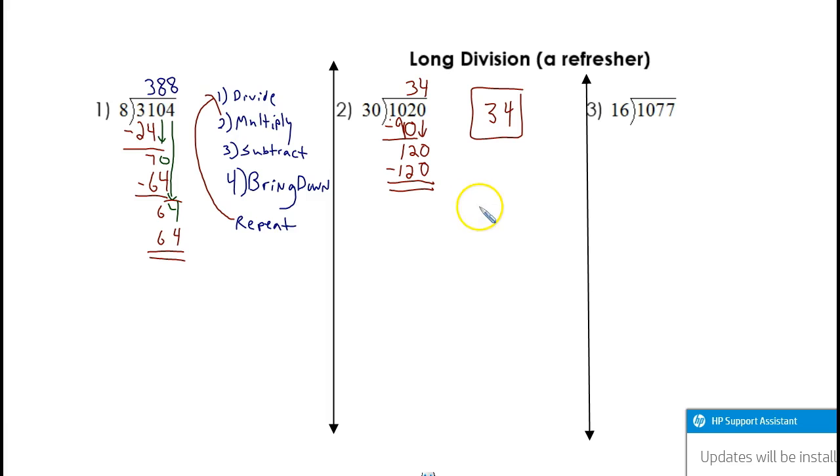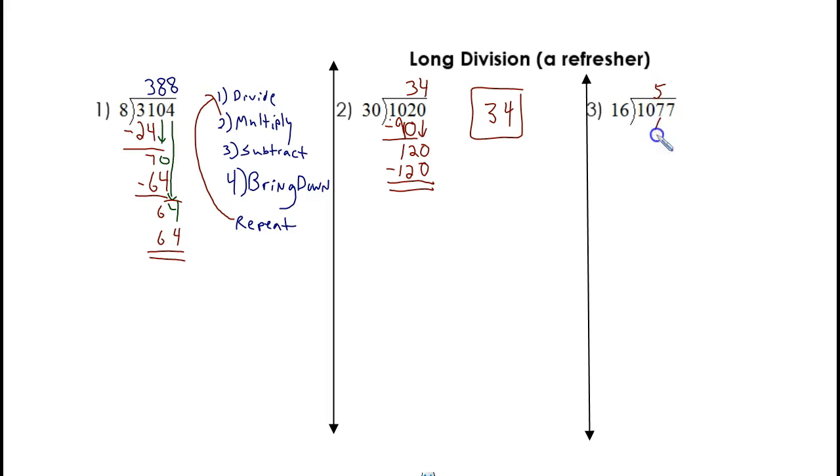So we can divide with long division. Let's look at one more. We have 16 dividing into 1077. 16 doesn't go into 10, so we have to go into 107. I'm going to estimate and say, well, 16 is about 20. 2 goes into 10 about, let's see, about 5 times. So I'm going to try 5.